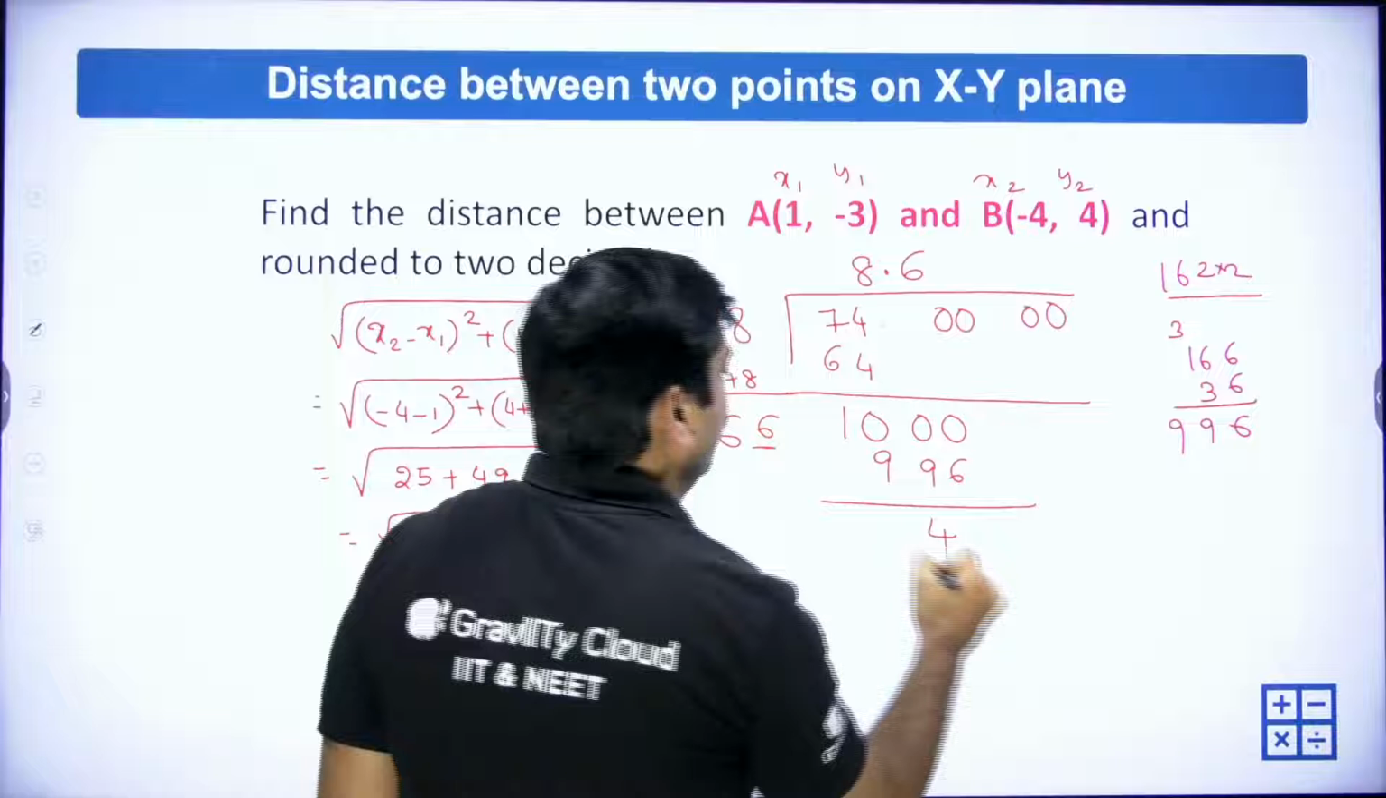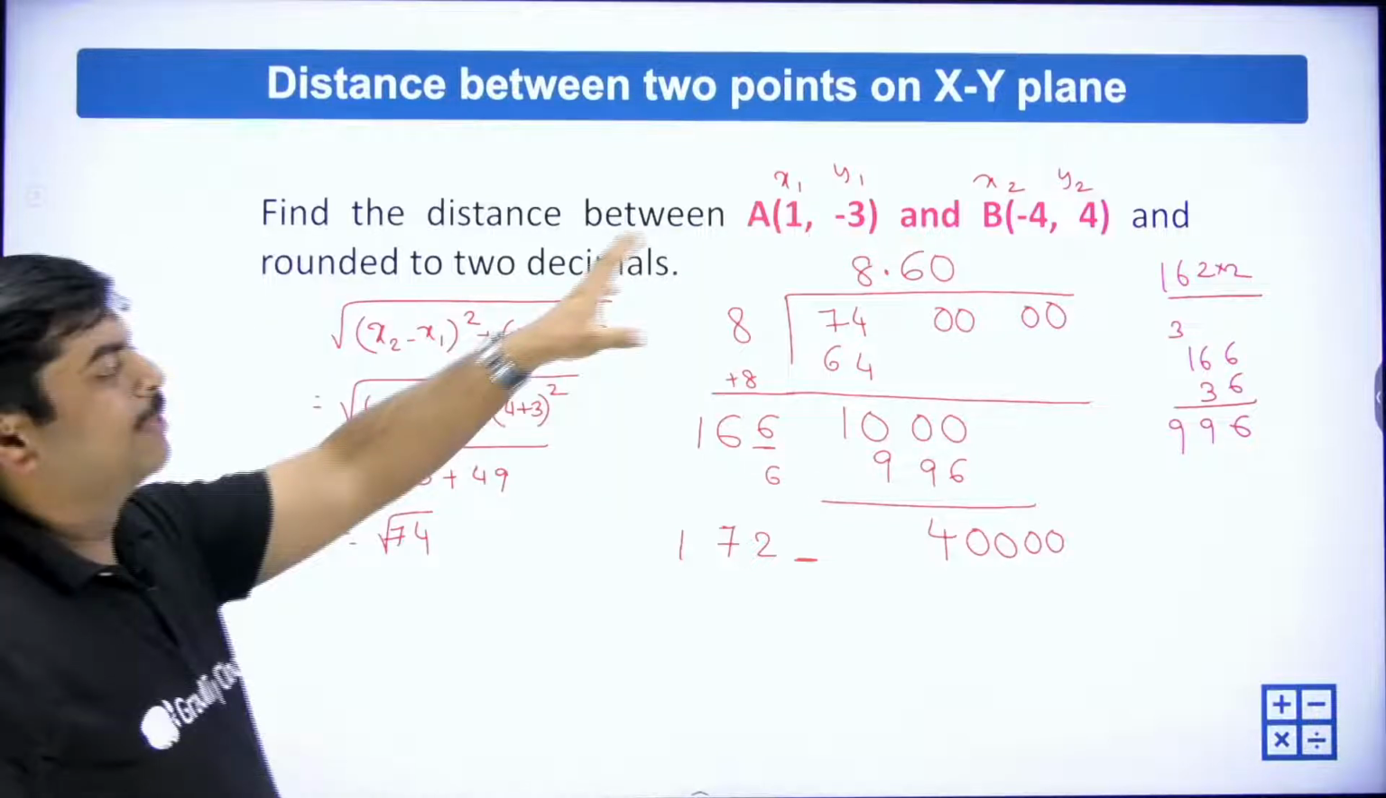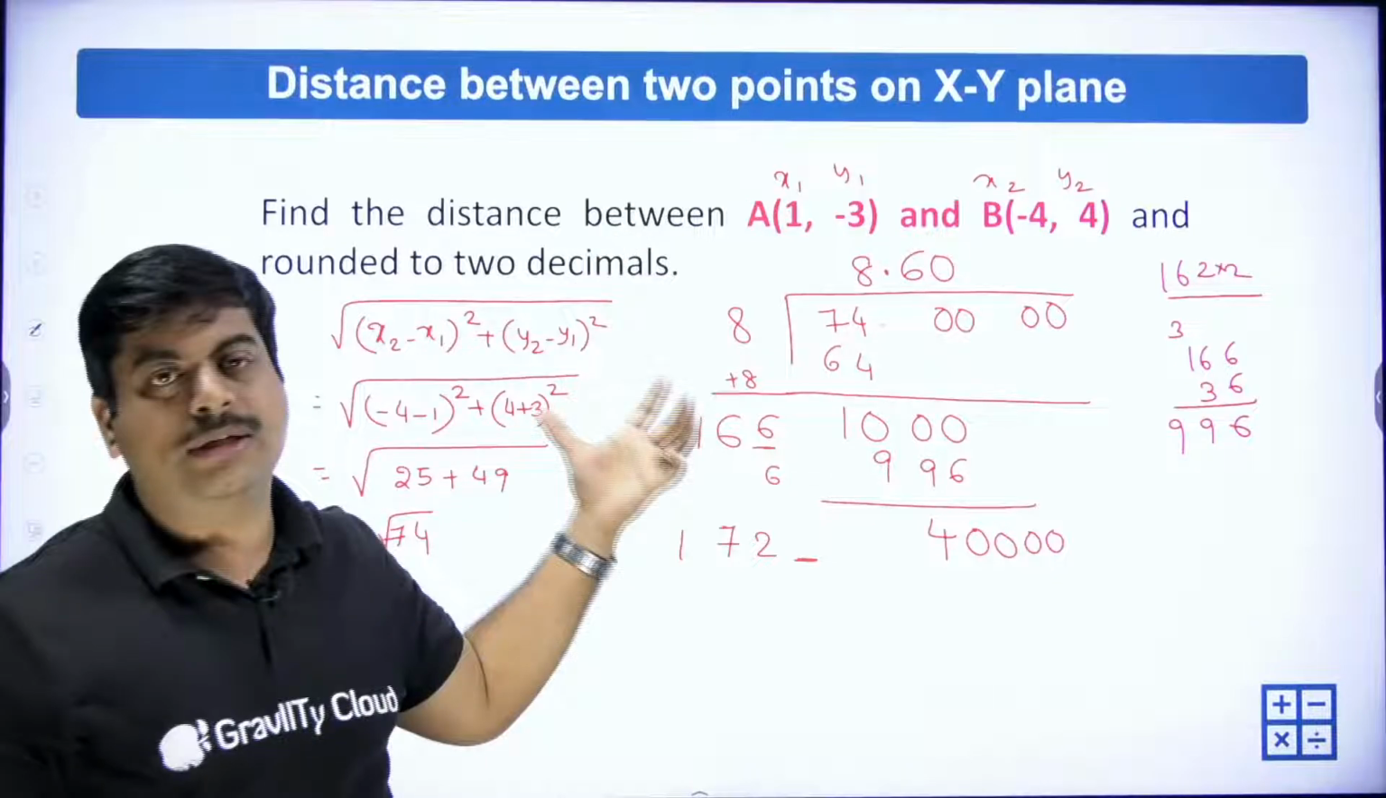172, and you need to place one more value which is greater than 400. So we cannot bring it, so you need to bring more zeros. For that, you keep 1 0 here and double 0 here, and now you can continue. But as it was given to round it to 2 decimals, it is enough to say that the square root of 74 is near 8.60.